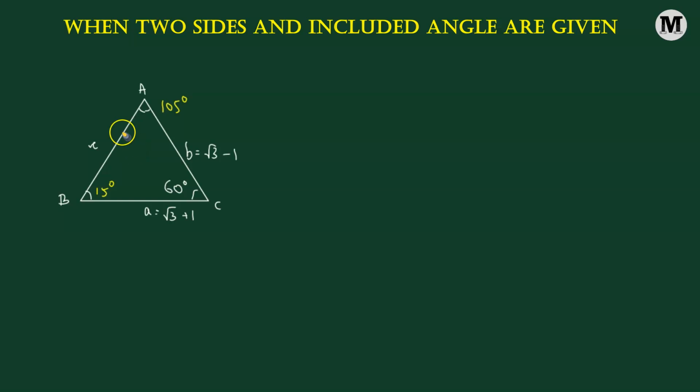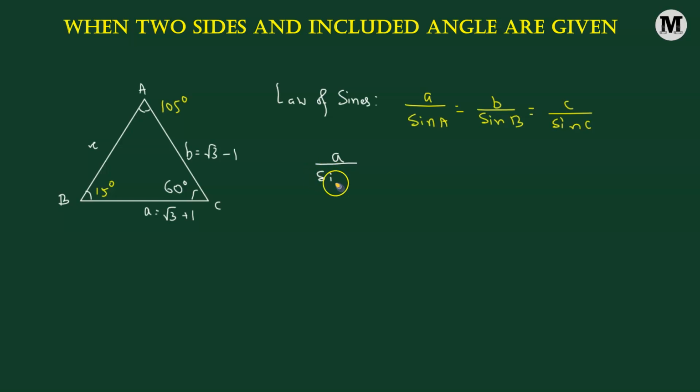Now, our last task will be to obtain the side measure of C. Here we can use the law of sines. So we have a over sine A equals b over sine B equals c over sine C. So let's take a over sine A and equate it to c over sine C. Our goal here is to obtain the measure of side c, which means we can rewrite the equation as a times sine of angle C, whole divided by sine of angle A.